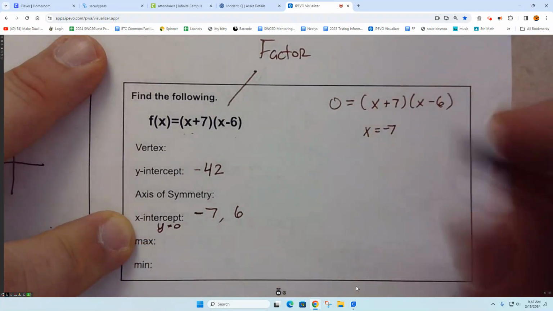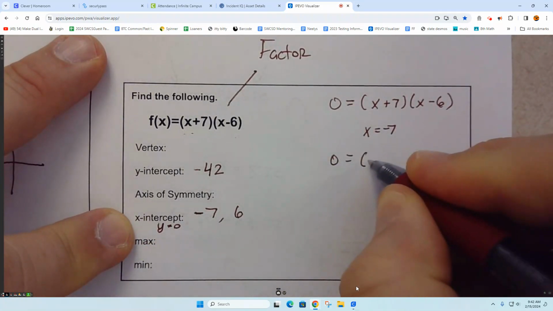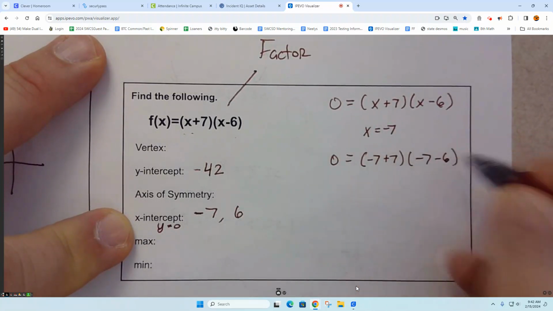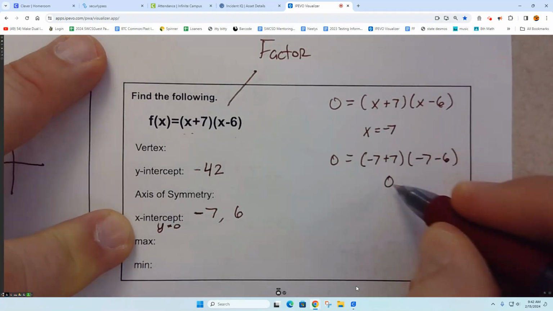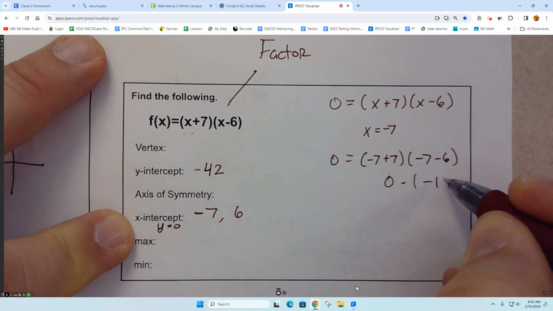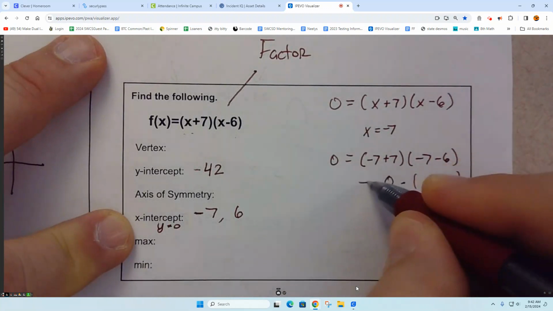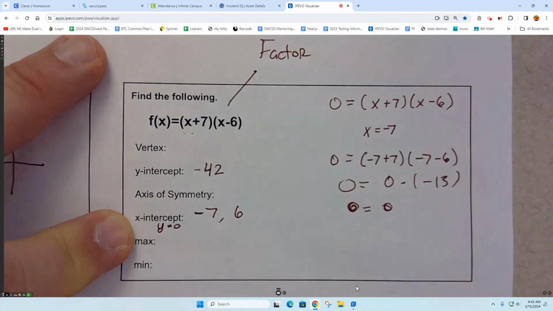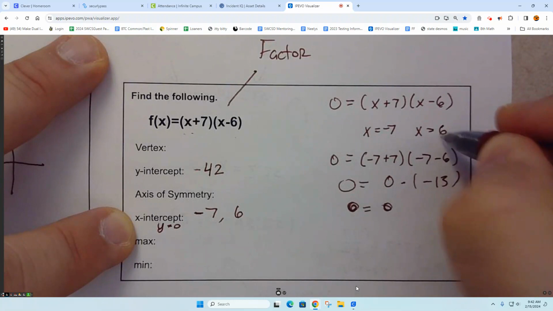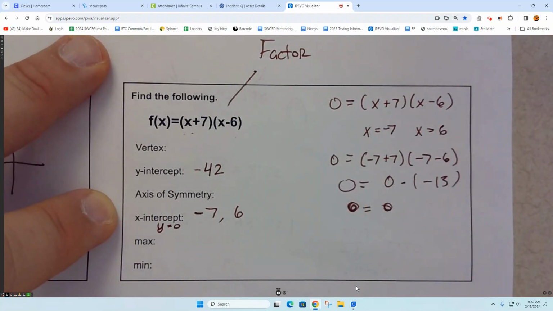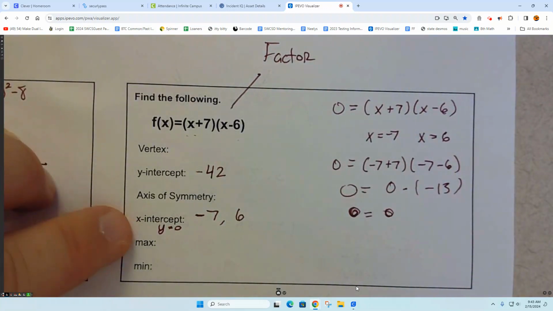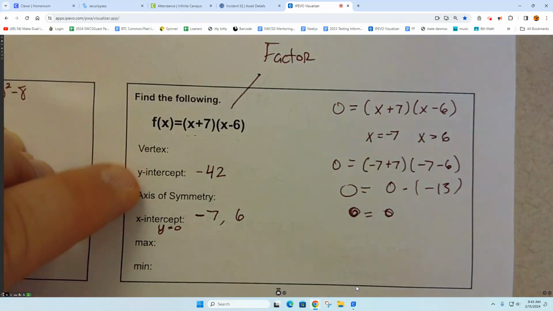So if I plug in -7 in there, I get -7 plus 7, and then I get -7 minus 6. I don't care what's happening over here, because once I get one of these to equal 0, then it equals 0, right? And then what would the other value be that also would work? +6, for the same exact reason. So that's why we have factored form, is to find this answer out.